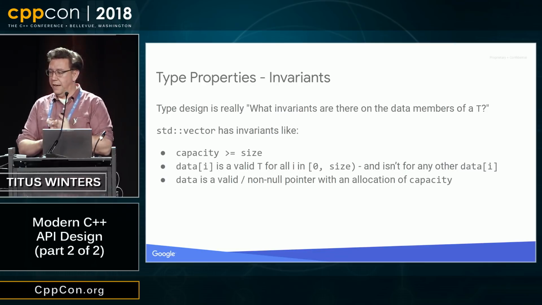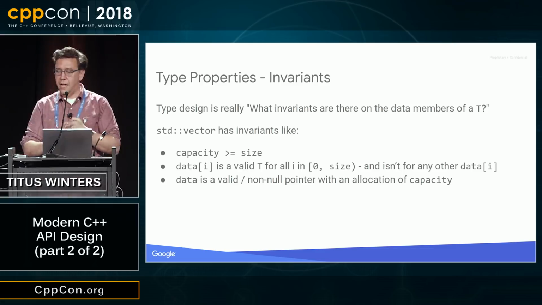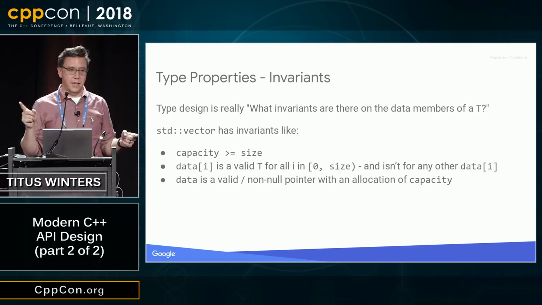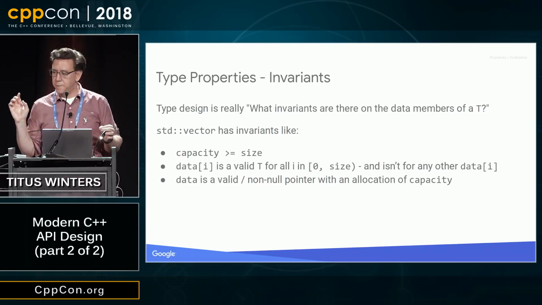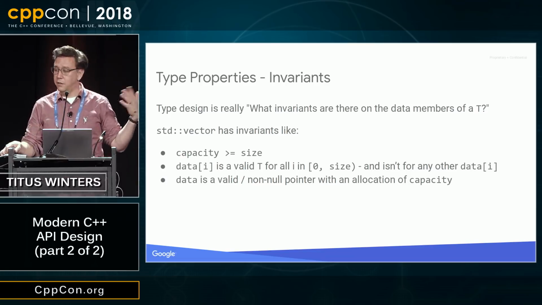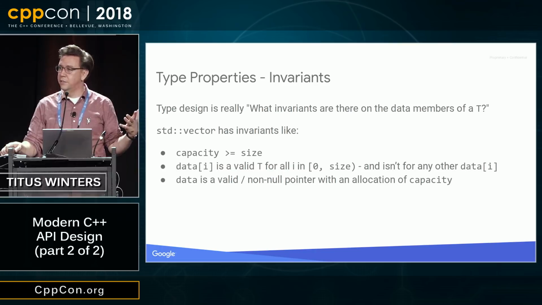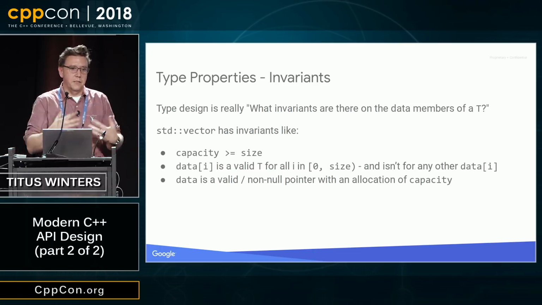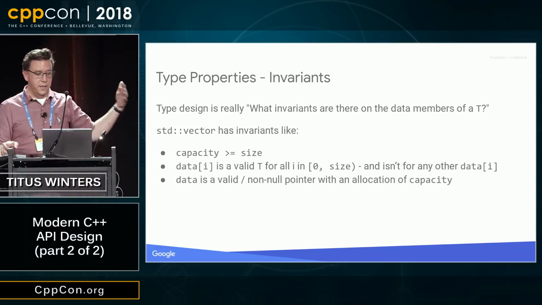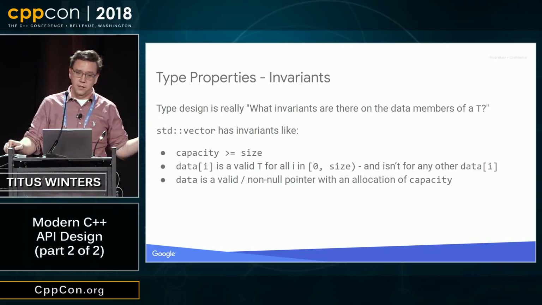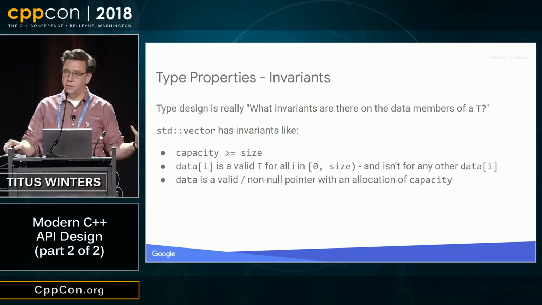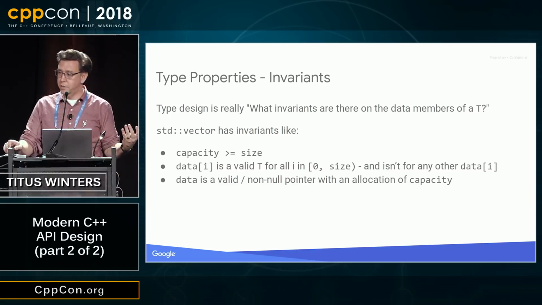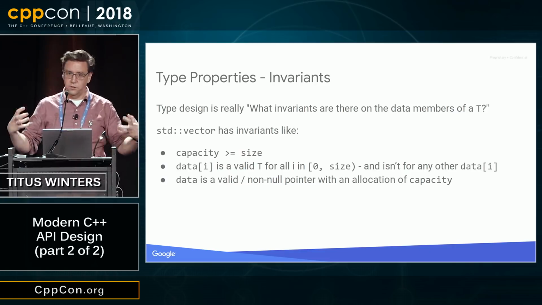Data[i] is a valid T for all i from 0 to size, and isn't for any other data[i], except for trivial types. Data is a valid and non-null pointer with an allocation of capacity. And some of these are visible in your API, and some of them are internal details. On optional, we get things like if has_value, then the member is a constructed and valid T. And if not has_value, then the member is not. These are invariants. These are what your type is about.